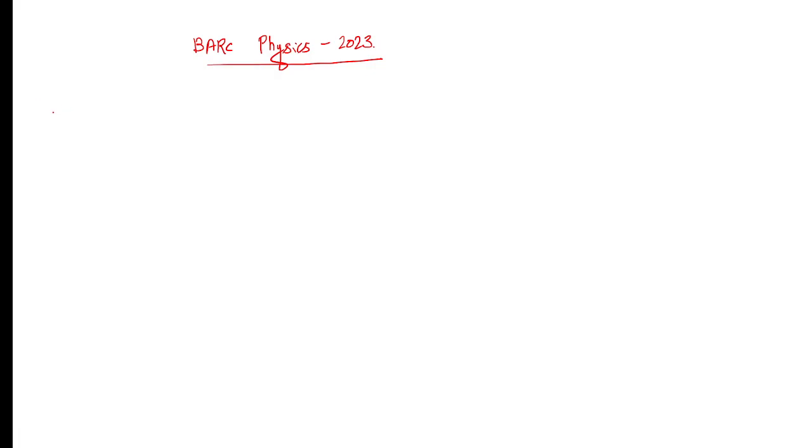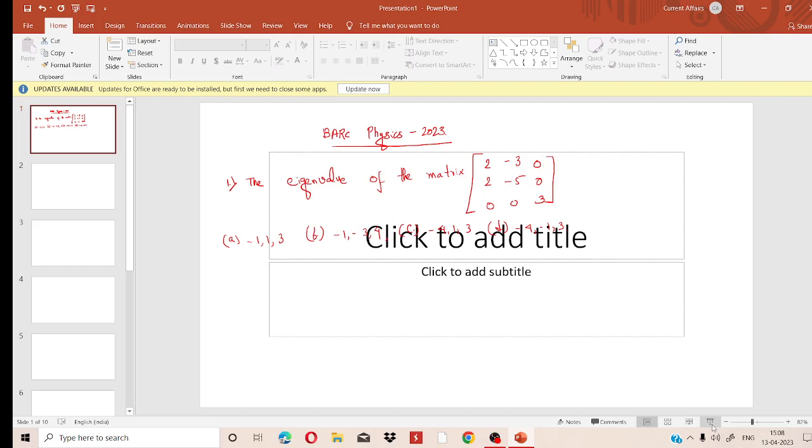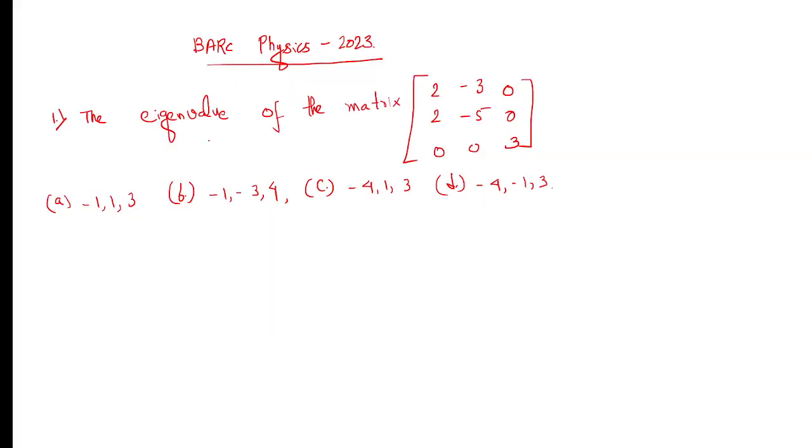The first question says that the eigenvalue of the matrix. The matrix is given 2 minus 3 0, 2 minus 5 0, 0 0 3. So options are, so these are the options given.